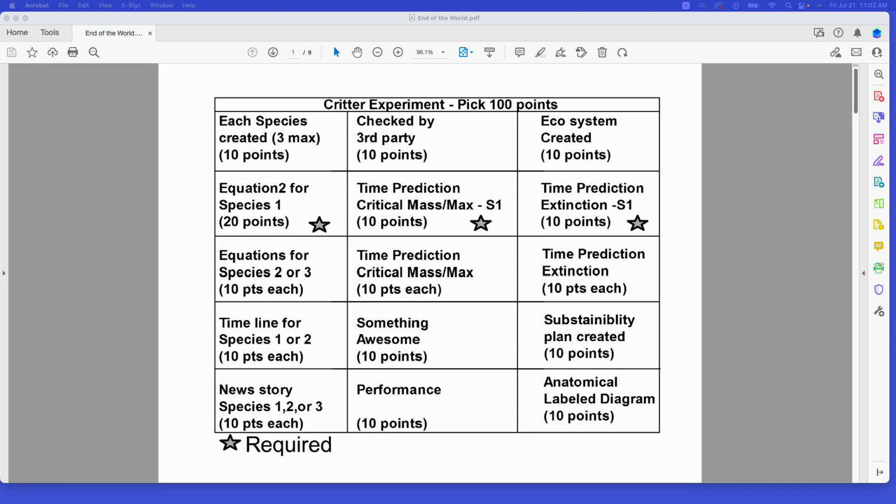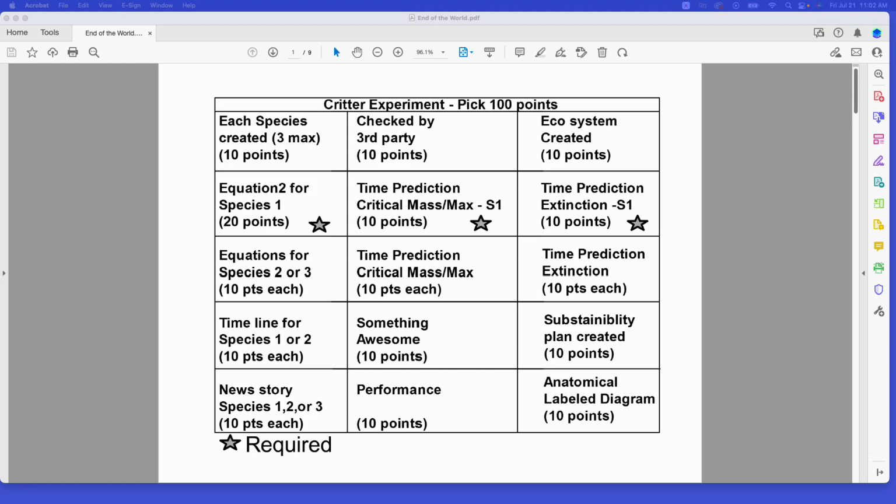I'm going to run through the rubric here, and that's what I have in front of you. The top left corner of the rubric says each species created, 3 max, 10 points each, meaning the students can choose to create 3 separate species. That was the preliminary aspect of the project: they had to create a new creature that didn't exist before. They couldn't create unicorns or vampires or zombies or something like that. They had to create a whole new creature that had never existed before. And that was the primary aspect of this.